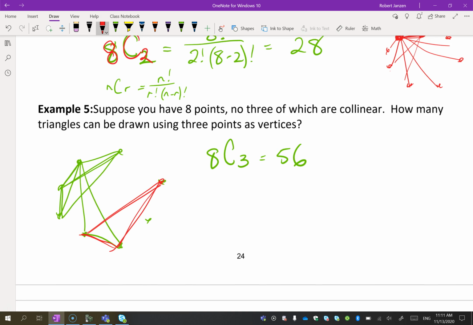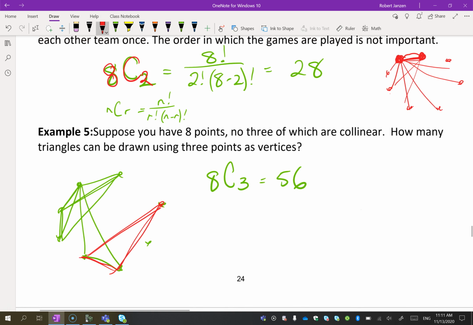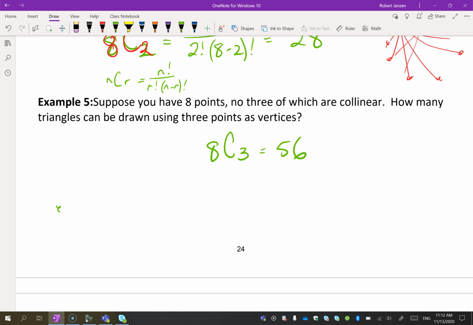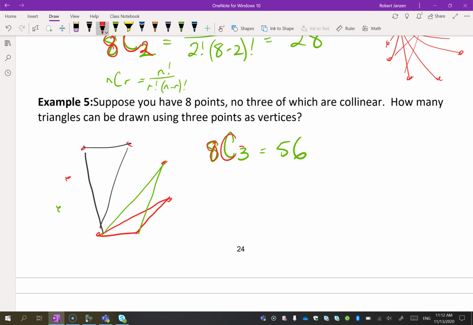Okay, now suppose you have 8 points, no 3 of which are collinear. How many triangles can be drawn using 3 points? So it's similar if you put your 8 dots together. So let's do that. Let's put 8 dots here. But this time we're supposed to use 3 dots, and when you connect 3 dots, no matter how you do it, you're going to form a triangle. So what it's saying is how many different triangles could we form? Okay, and this is going to be 8, and you're going to choose 3 at a time.